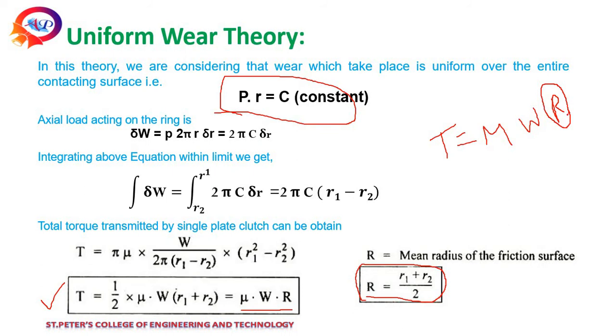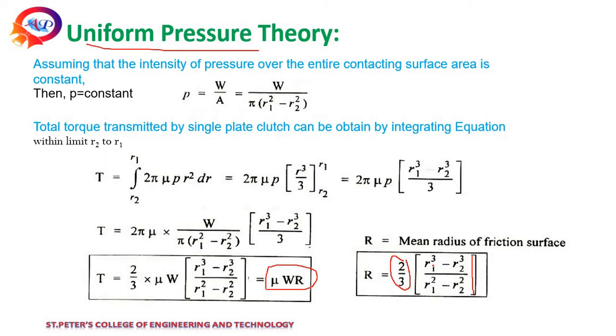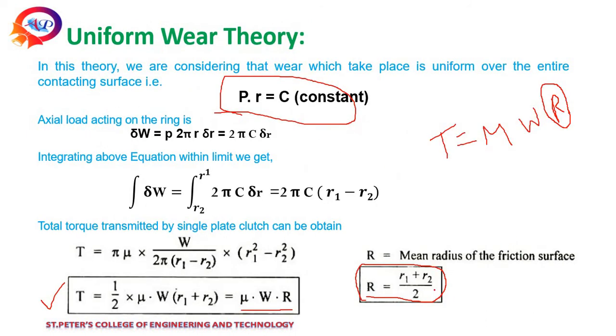The mean radius in case of uniform pressure theory is R equal to 2 by 3 into R1 cube minus R2 cube over R1 square minus R2 square. Similarly, in case of uniform wear theory, it is R1 plus R2 by 2. For the pressure theory, we used the 2 by 3 into R1 cube minus R2 cube equation.